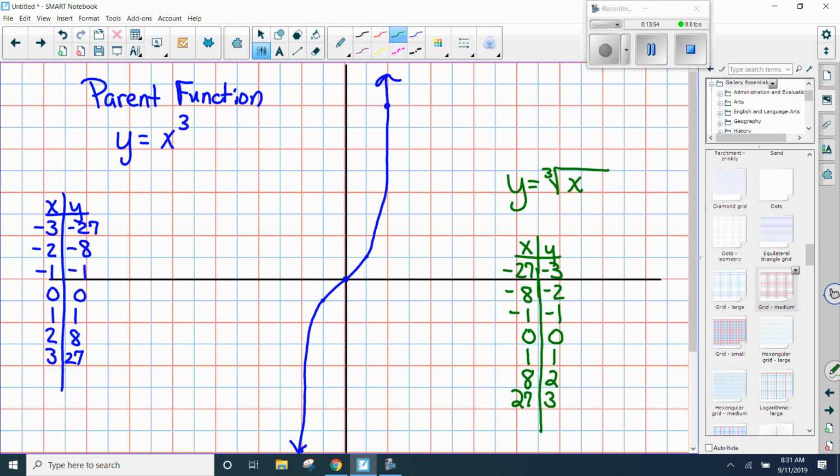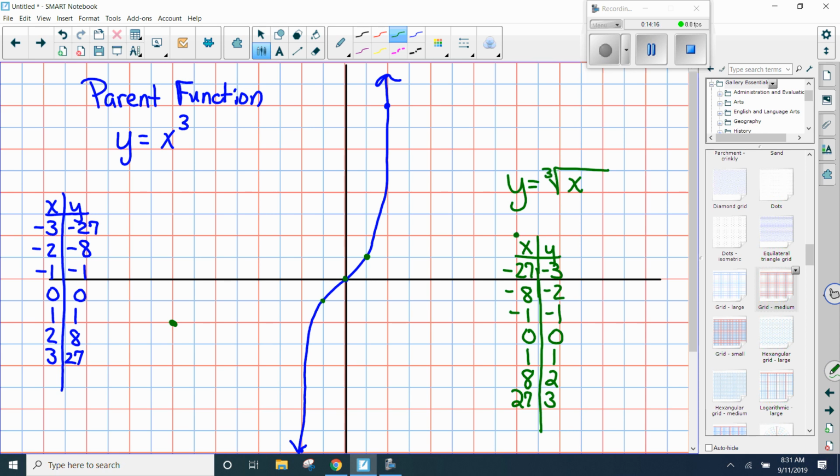Let's clear back over here. And I'm going to go down to -3. Then when x is -8, I get -2, which is right here. At -1, I get -1. At 0, I get 0. At 1, I get 1. And at 8, 2, 4, 6, 8, I get 2.